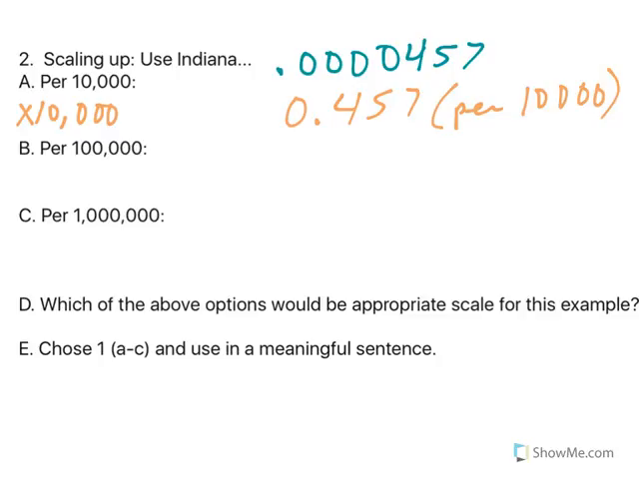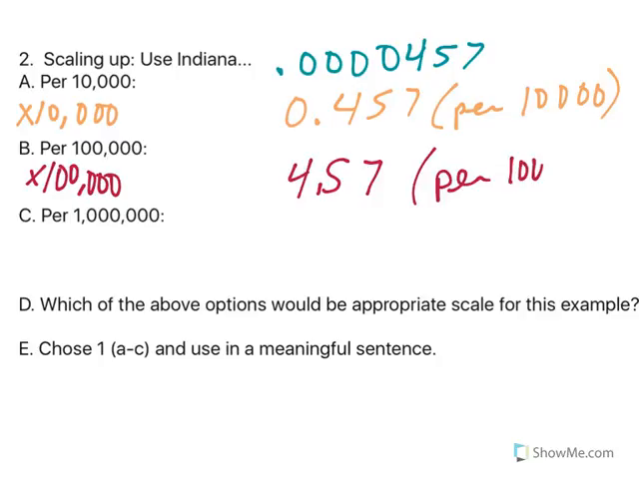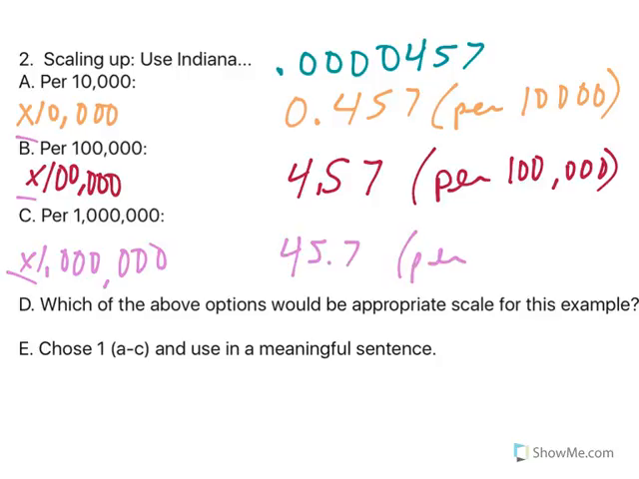Per 100,000. So if we do per 100,000, then we're going to take the number and we're going to multiply by 100,000. And that gives us 4.57. So you put 100,000 people in a room, and you're going to have about 4.5 school districts, is what this means. Per 1,000,000, you're going to multiply the per capita. All of these things over here, take the per capita, multiply by 1,000,000, and you're going to get 45.7. So if you put 1,000,000 people in a room, you would have approximately 45.7 school districts.